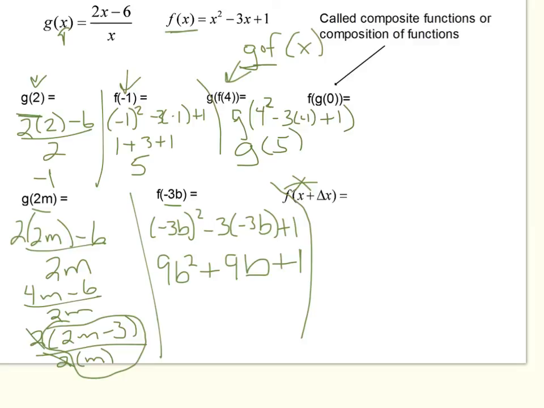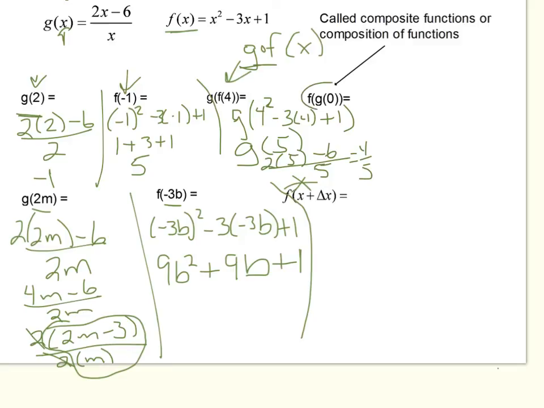So really now I need to do another step. Now it says do g of 5. So I'm going to go over to g, and I'm going to find wherever I see an x, and I'm going to change it up. It says substitute that to a 5. So I get 2 times 5 minus 6 all over 5. Do that math. 10 minus 6 is 4. I get 4/5. All right, and done.